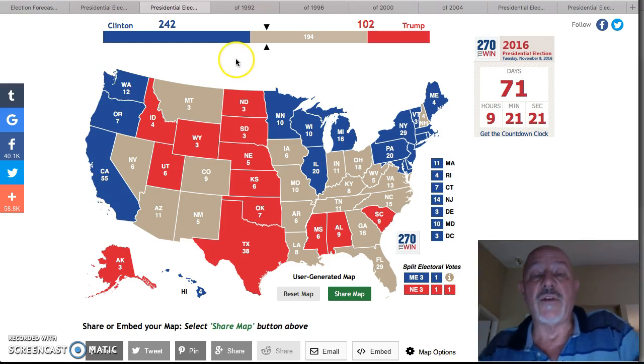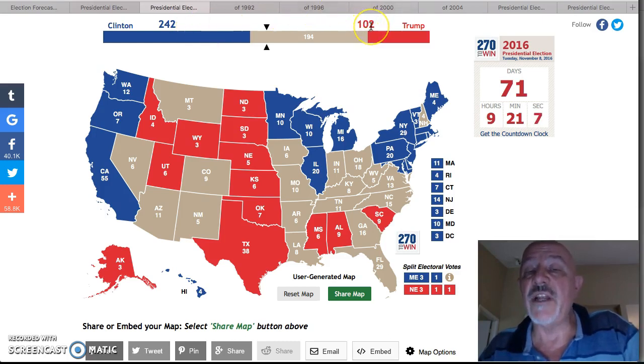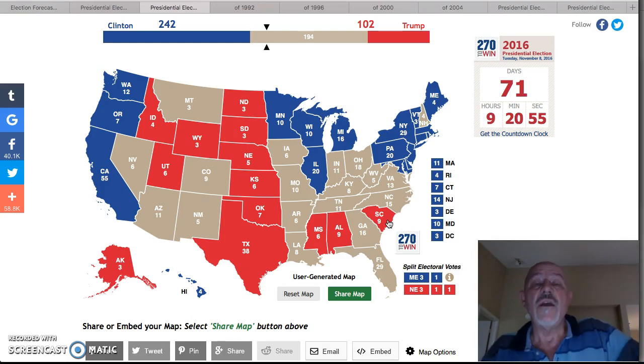Now, on the Democratic side, that totals up to 242 electoral votes of the states that for the last 6 elections have voted for the Democratic candidate, and 102 votes for the states that have voted for the conservative candidate, or the Republican candidate. Now, let's talk about this here.